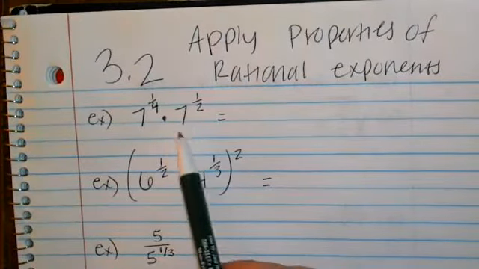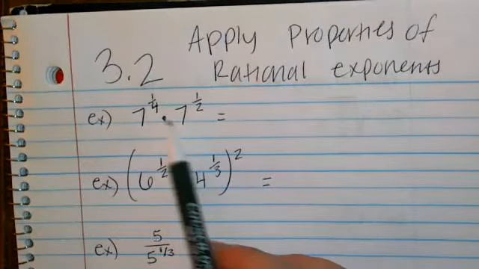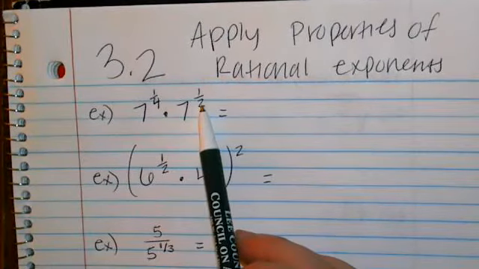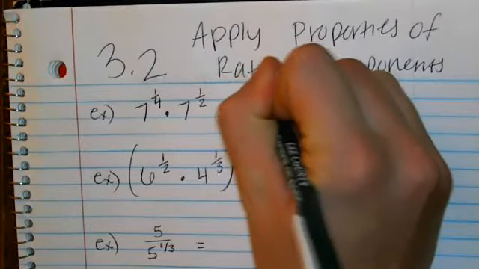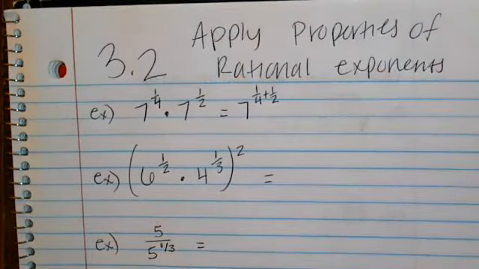If you're multiplying 2 terms of the same base, you add their exponents. So we will be taking 7 to the 1/4 plus 1/2. So what do we know about adding exponents? If we want to add any fractions together, they have to have what's called a common denominator. So I have to get a common denominator here in order to add these exponents and simplify this completely.